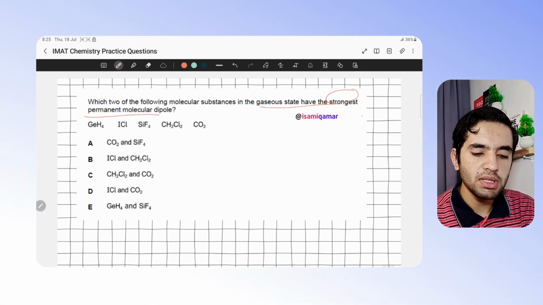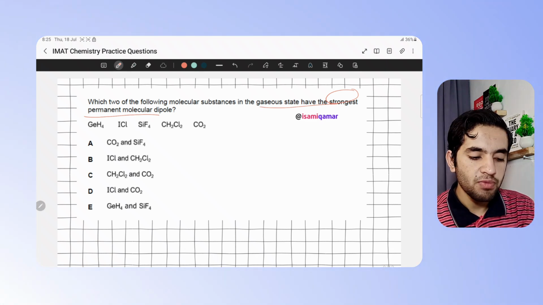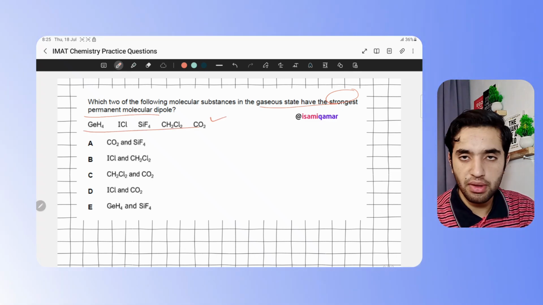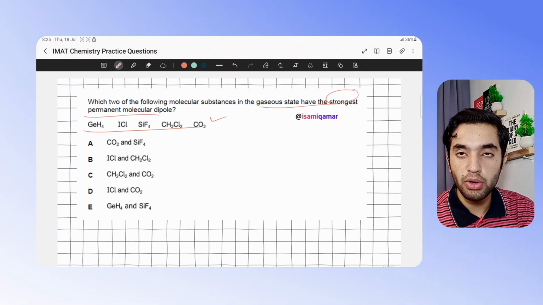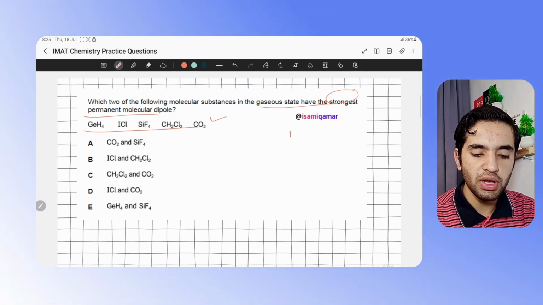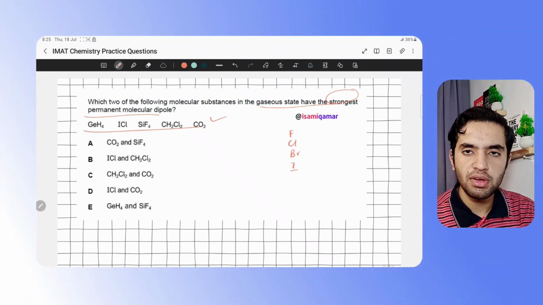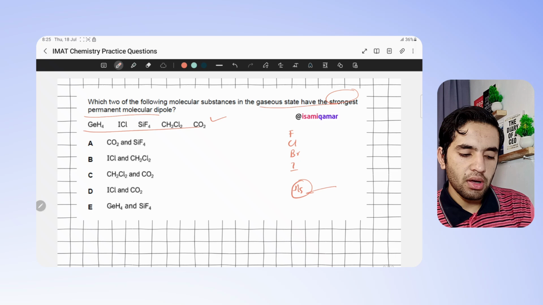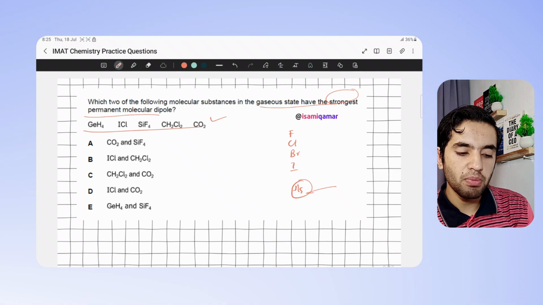Which molecular substance in gaseous state has the strongest permanent molecular dipole? First of all, remember this. They have given you some compounds, but understand that the option with the strongest permanent polar molecular dipole will involve the halogen family. Halogens are fluorine, chlorine, bromine and iodine, and then there is astatine, which is a rare element not usually included. Remember this. Now find the option that has halogens.